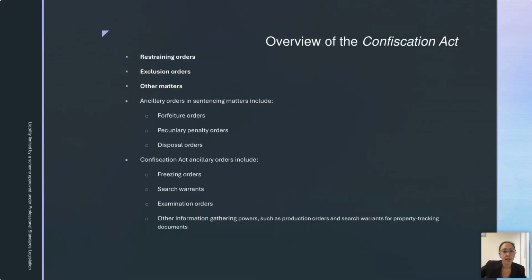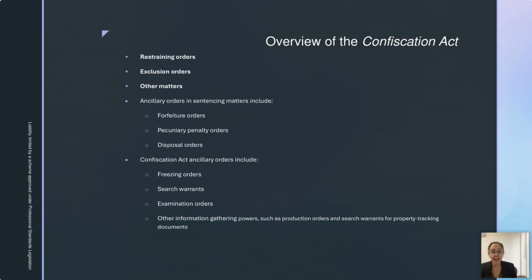So this is an overview of the Confiscation Act. There are restraining orders, exclusion orders, but it's also important to note, if you're criminal law practitioners, that in the Confiscation Act, that's often where your forfeiture orders are found, pecuniary penalty orders and disposal orders. The Confiscation Act also deals with freezing orders.